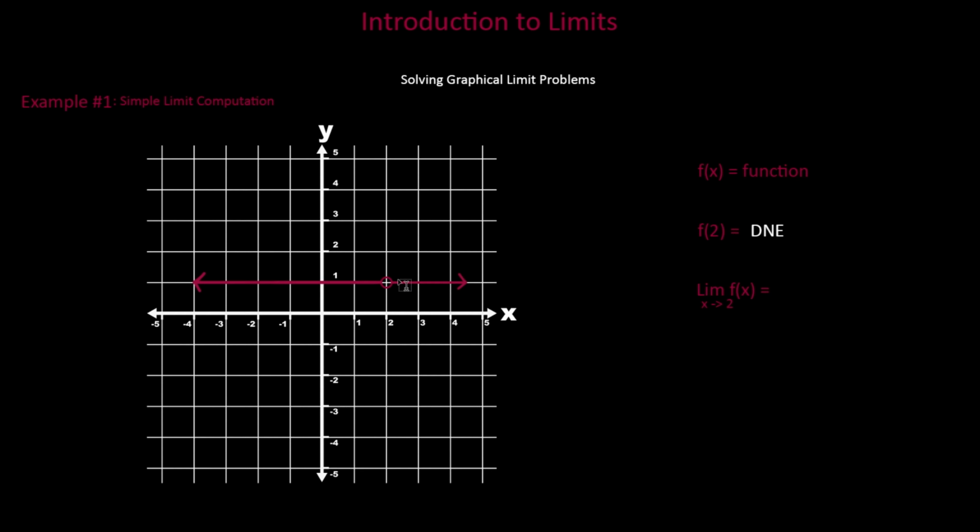right of 2. A little to the left of x equals 2, such as x equals 1.99, we get a y output of 1. Similarly, a little to the right of x equals 2, such as x equals 2.01, we get a y output of 1. Therefore, we can say that the limit of f of x as x approaches 2 is 1.